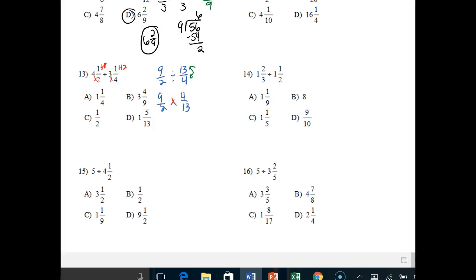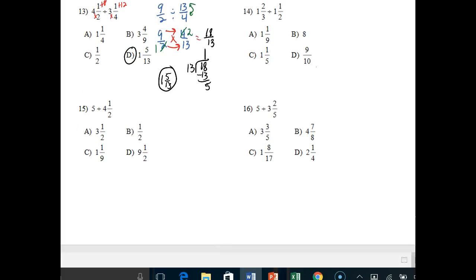Now we're going ahead and looking if we can cross cancel 9 and 13. Can't do anything with those, but 2 and 4 I can. Divide them both by 2. 2 divided by 2 is 1. 4 divided by 2 is 2. Multiply straight across. And I'm going to get 18 over 13. 13 goes into 18 one time with 5 left over. That's how I get 1 and 5/13. Circle here. And the last one, 5 divided by 4 and a half.